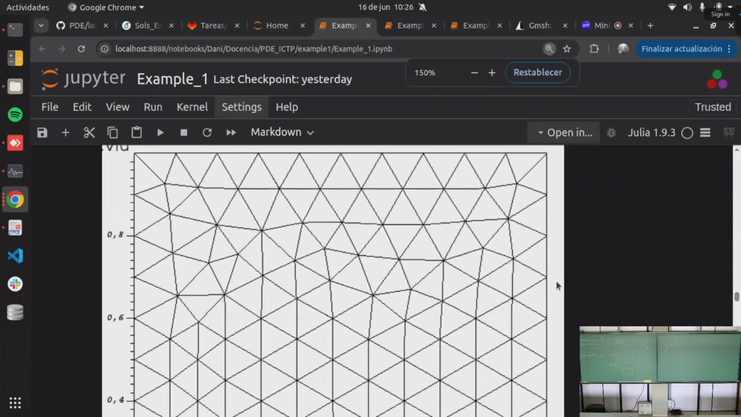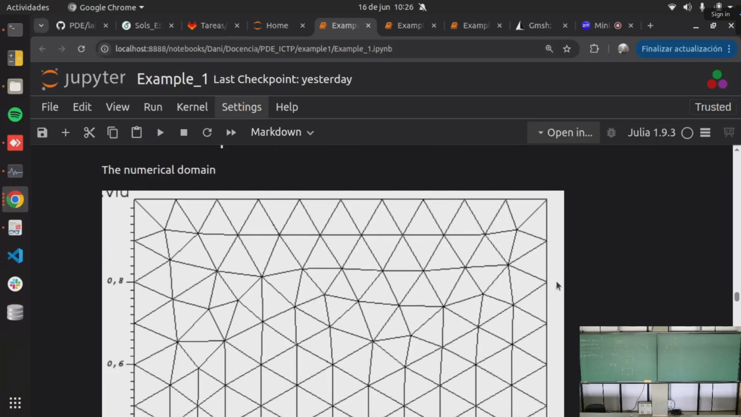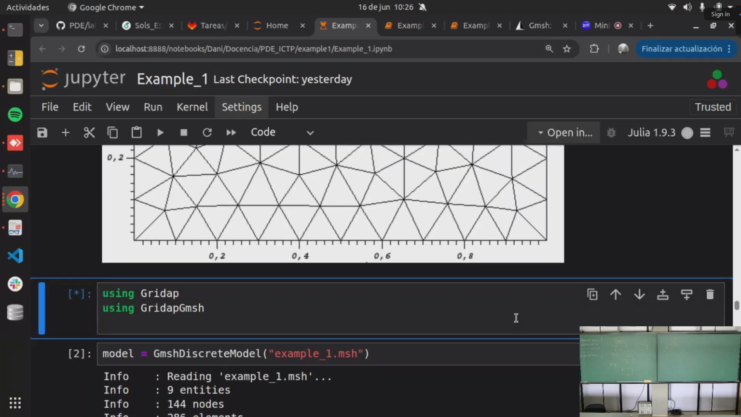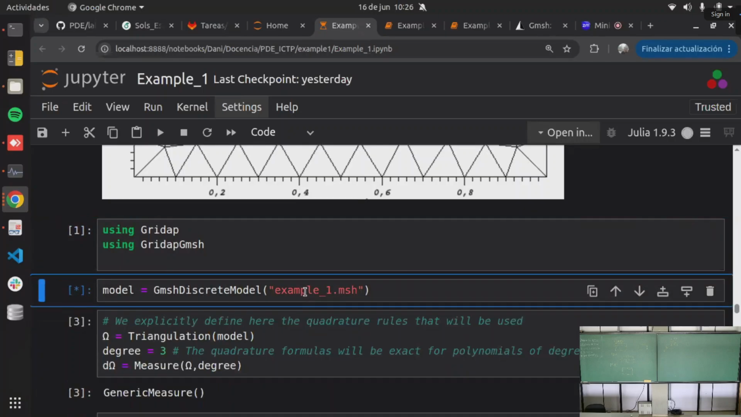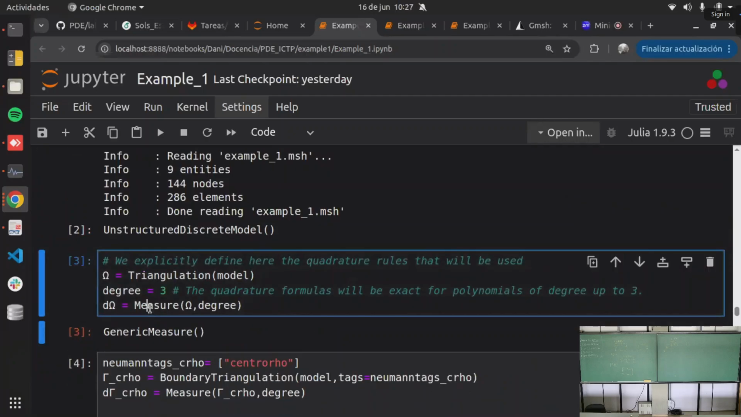So this mesh, I perform it with the HeMesh. I will tell you more about that after the examples. So we have to import the libraries and the mesh that I perform with GMesh. And after that, we define the quadrature rules using the triangulation and the measure of the quadrature formulas. We are solving for polynomials of degree up to 3.